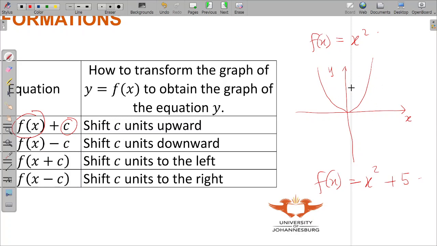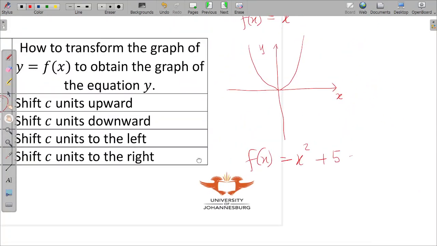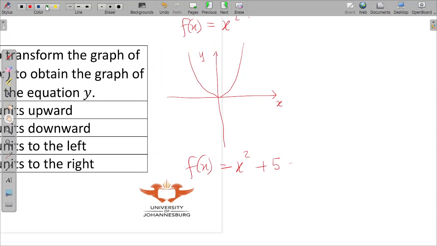This is the basic graph. Now I want to do the transformation. The transformation will now be x, y. I'm shifting this graph how many units upward? 5. Okay, so this is 0. This will be 1, 2, 3, 4, 5. So I'm shifting this 5 units upward. Okay, so this is the graph. This is the new graph.